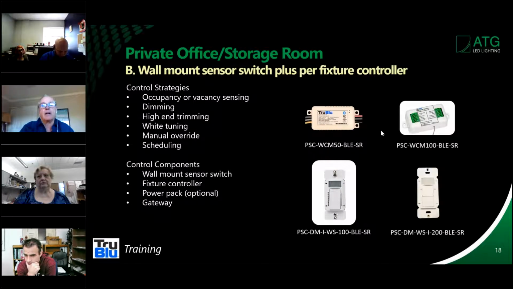Once again, we were talking about a private office. In this case, the only sensor in this strategy might be the wall switch. So as you can see, we have a wall switch here with the motion sensor. So this is a combination unit. Somebody walks into the room, it detects the person and actuates the controllers, which are resident in the fixtures. So in this scenario, there's nothing on a fixture or in the ceiling besides the actual controllers.